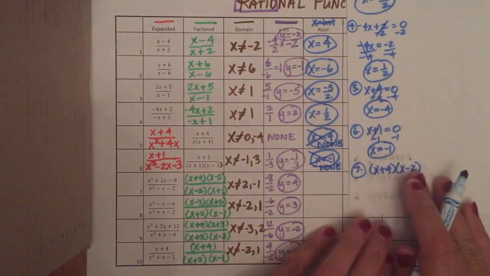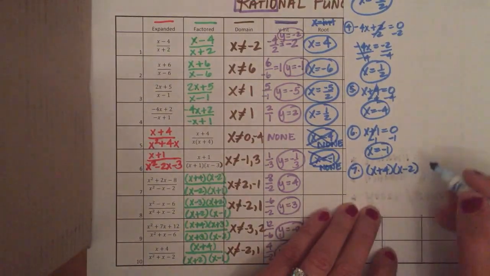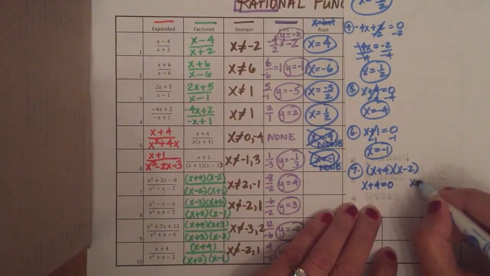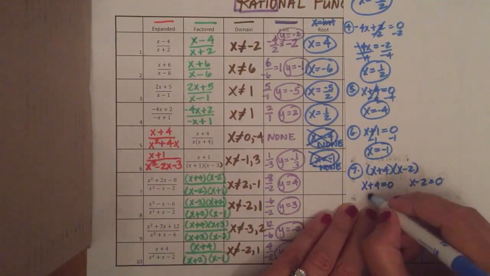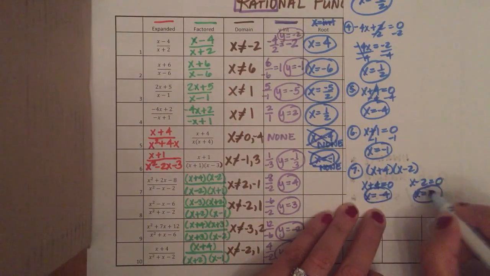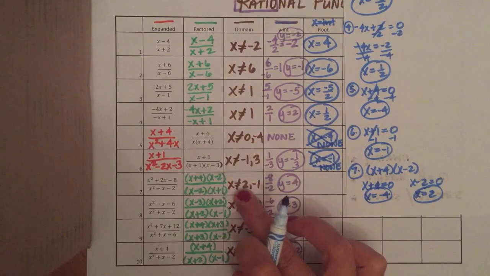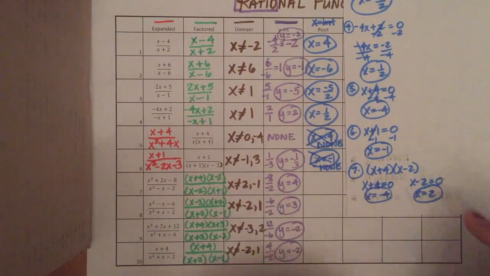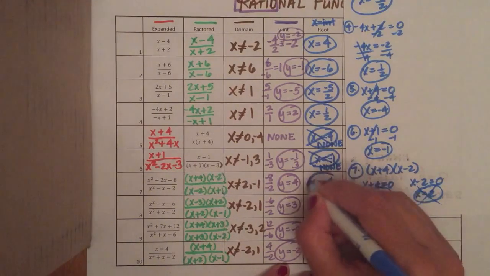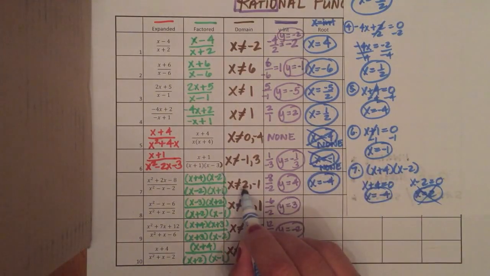So for number 7, I've got x plus 4 and x minus 2. So I'm going to set x plus 4 equal to 0. And I'm going to set x minus 2 equal to 0. This is going to give me negative 4, and this is going to give me 2. So if I look at negative 4 and 2, what do you see? 2 is not in the domain, so the only one we have is negative 4. So x equals negative 4. And that's because the 2 is not in the domain. Okay?